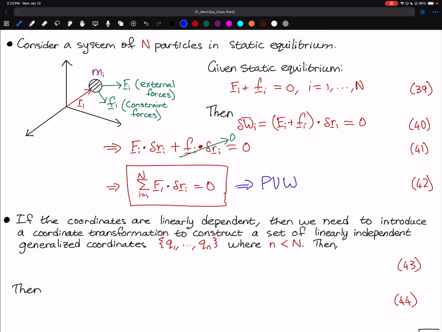Why is little f dot delta r 0? So it has to do with the alignment of constraint forces and how they act. This is not something we're going to go too deep into, but effectively the constraint forces are perpendicular to these displacements, these virtual displacements.